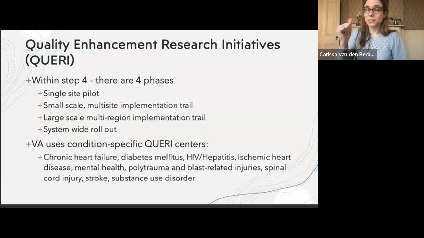So they do this in a series of steps. They start with a really small site pilot. Then they do what would be considered a multi-site implementation trial. And then they do a larger scale multi-region implementation trial. And then they roll it out throughout their system.